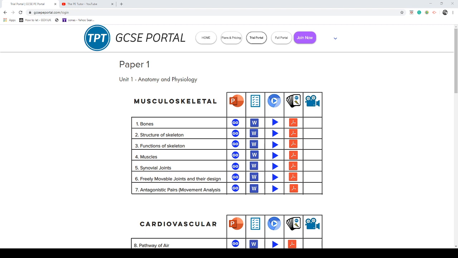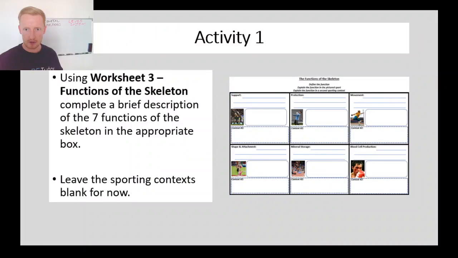Right, where were we? We are on skeletal functions. Perfect.